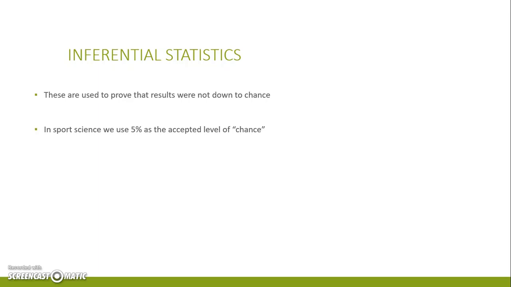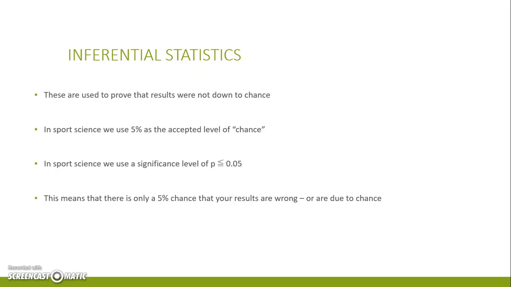Within sports science, scientists all agreed that we should use 5% as the accepted level of chance, or the accepted level of a fluke. If you relate 5% to the numbers 0 to 1, 5% is 0.05. This relates to something called the p-value. The p-value relates to that accepted level of chance of 5%. In sports science, to have a significant difference or a significant relationship, you need to get a p-value of 0.05 or below.